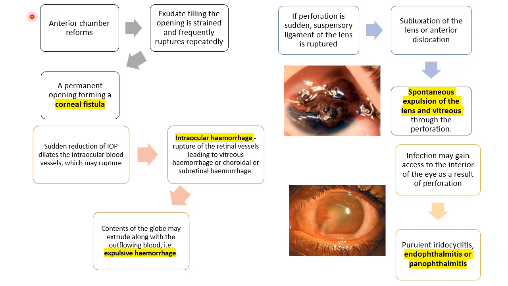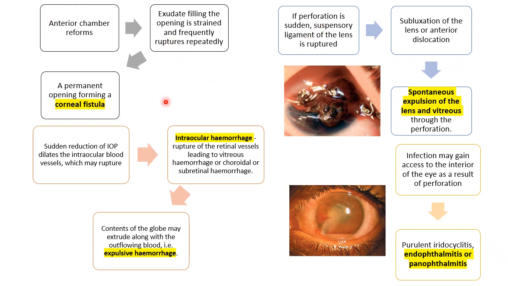Some more complications. Once the anterior chamber reforms, the exudate filling the opening is under constant strain, and it ruptures repeatedly. Sometimes there is a reformation of the anterior chamber, but then the structure that is plugging the perforation, which is composed of exudate and scar tissue, cannot bear the intraocular pressure, right? The intraocular pressure is slowly rising. These structures cannot bear it. As a result, a reperforation happens, and sometimes this repeated cycle of events would lead to the formation of a corneal fistula.